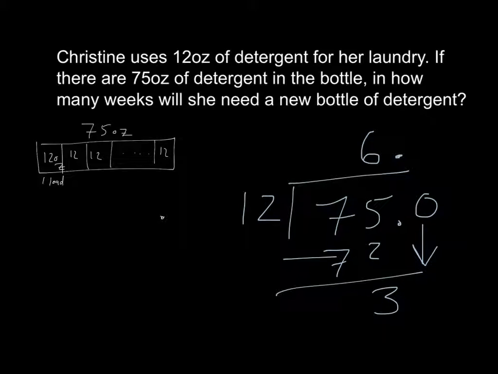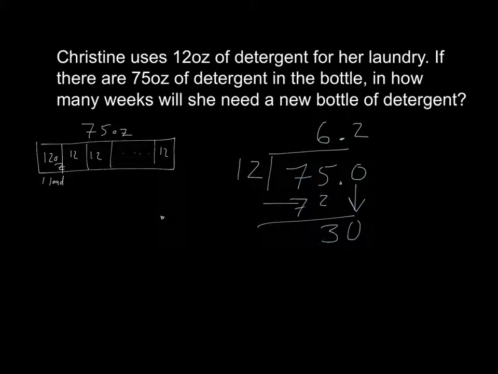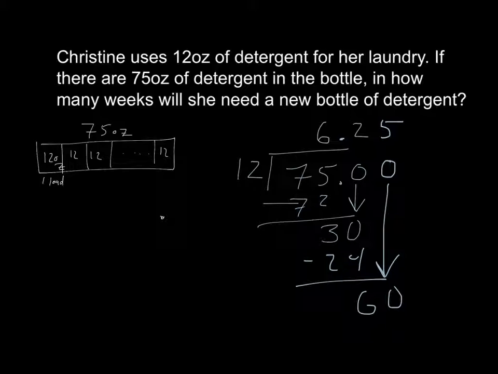0 tenths, bring down the 0 into 30. That goes twice. 12 times 2 is 24, which gives me 6. Bring down a 0 because I have 0 hundredths. 12 goes into 60 5 times. So I have 6 and 25 hundredths. Now looking back at the question, it says, in how many weeks will she need a new bottle of detergent? I have 6 and 25 hundredths of a week.